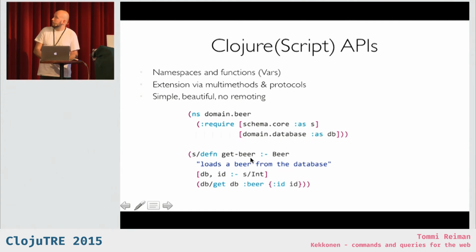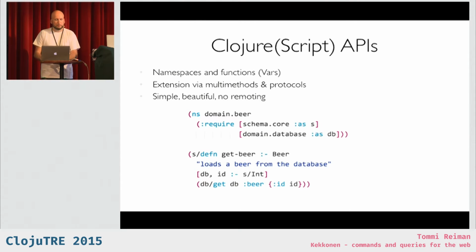So we have a method. We are using Prismatic Schema to get the types. So we have a function. We have some metadata, a description of that, and then we describe a parameter. The function is dependent on the database and an ID, which is an integer. And what it does is it just calls a lower level database layer and does something.